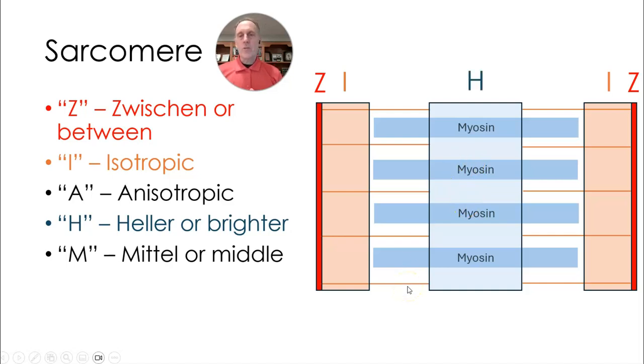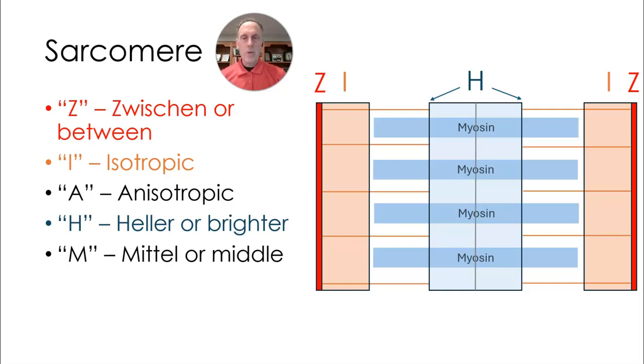And within that, that's called the H. It's called the Heller, meaning brighter, because when they looked through a microscope, they saw this and it was brighter, even though it's thicker lines, because it wasn't thick, thin, thick, thin. It ended up being a lighter color here than it was over here because of the Z and the I. So just remember, H, Heller, is in the middle where the myosin is. That's that region.